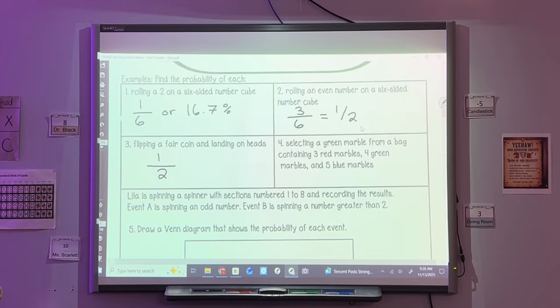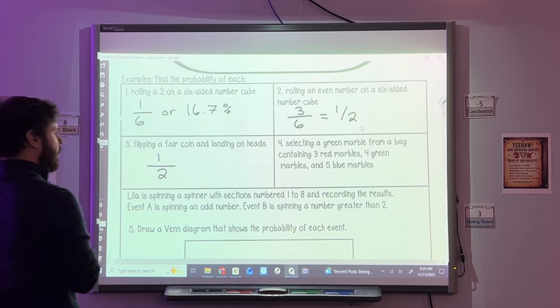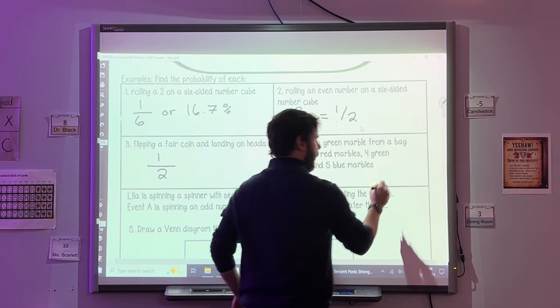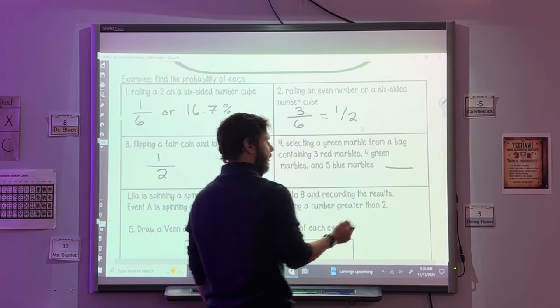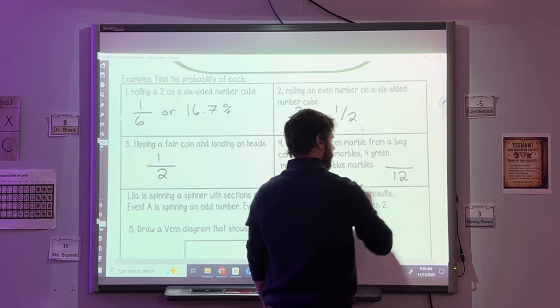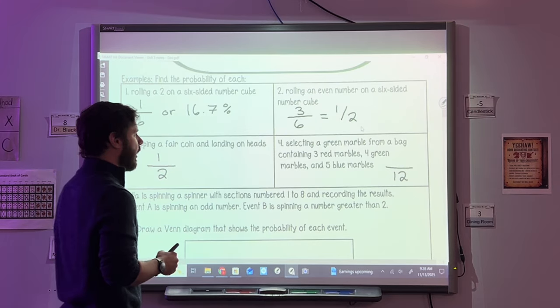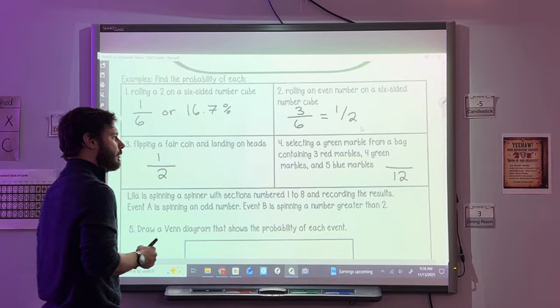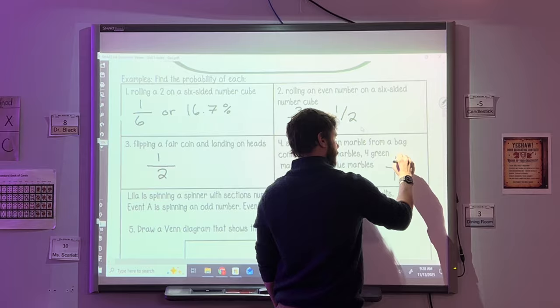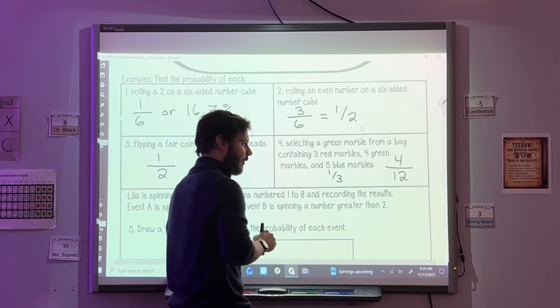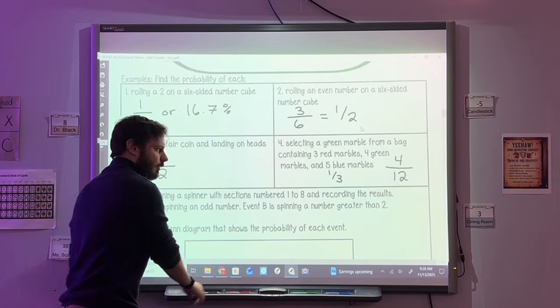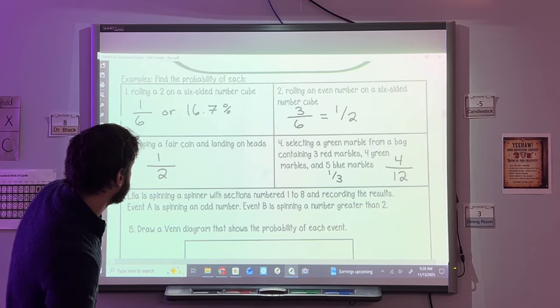Selecting a green marble from a bag that has 3 red, 4 green, and 5 blue. All right, sample space. How many different marbles are in this bag? 12. Of those 12, how many are green? Reduce that if you can. 1 over 3. You got a third chance to get your marble.